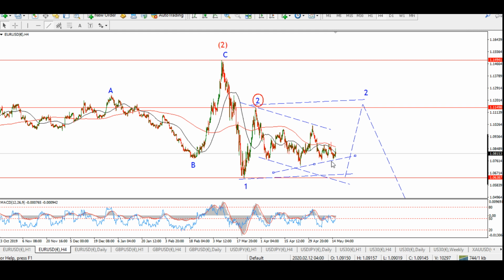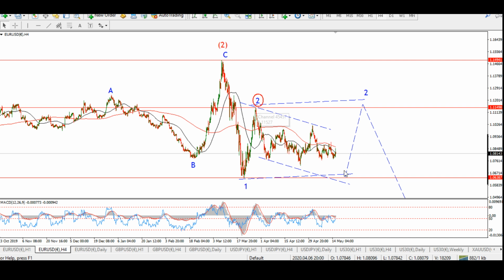I think that we have 3 waves down in wave B yet to complete. So I think we need another dip down into the 106.50, 106.40 area to complete that, and then we rally in wave C. So let's get into the hourly chart.